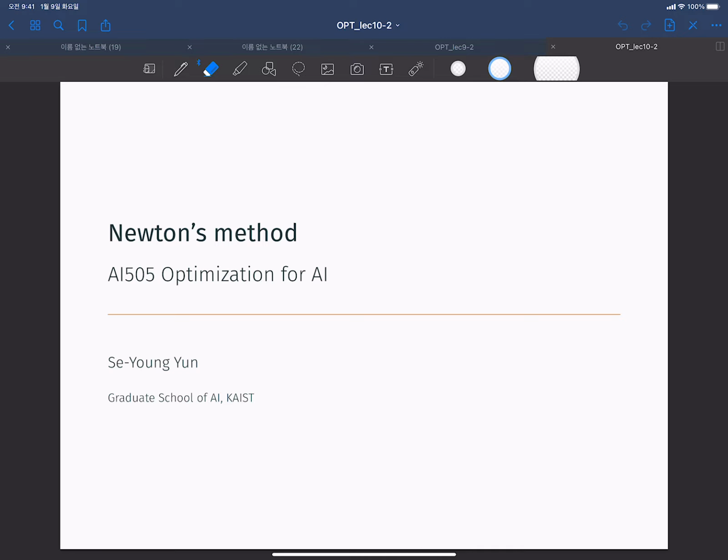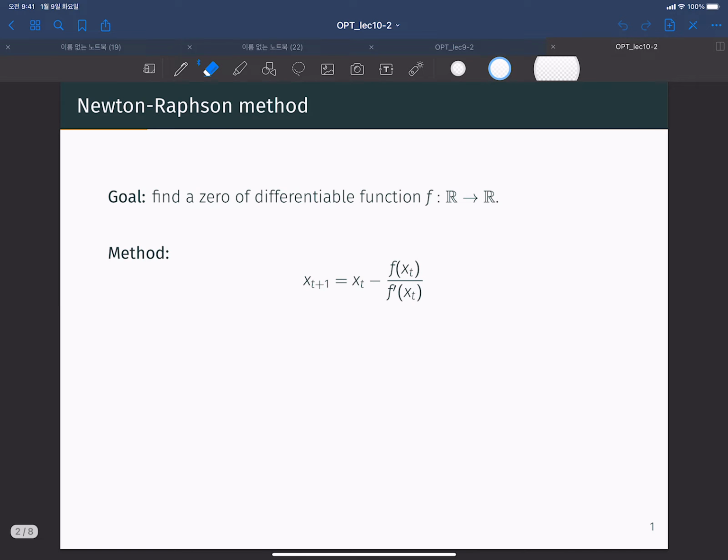Gradient descent method is a first order optimization method. When we can compute the second order, the Hessian, and utilize the Hessian matrix as well, we can speed up the convergence speed. So Newton's method is one kind of second order optimization approach. Basically, the most famous second order method is the Newton-Raphson method.